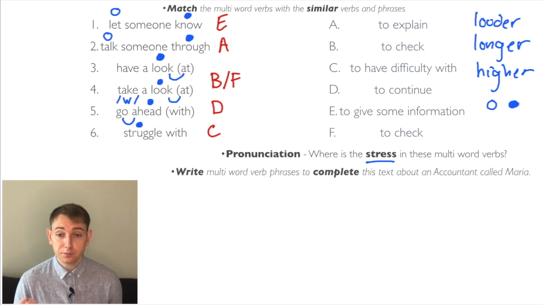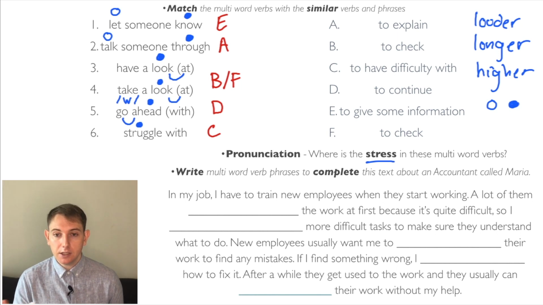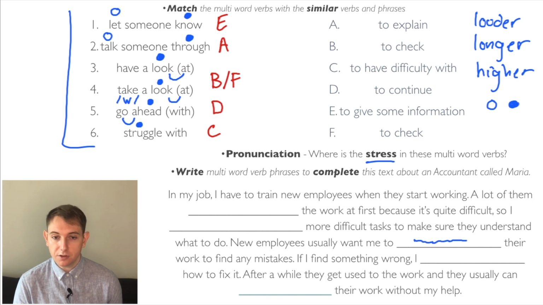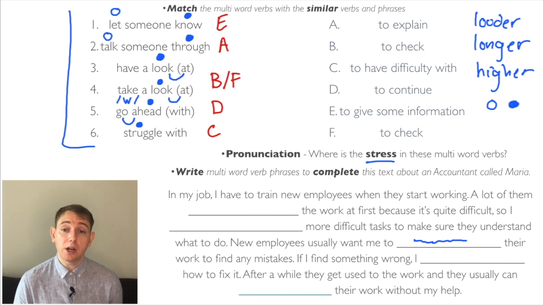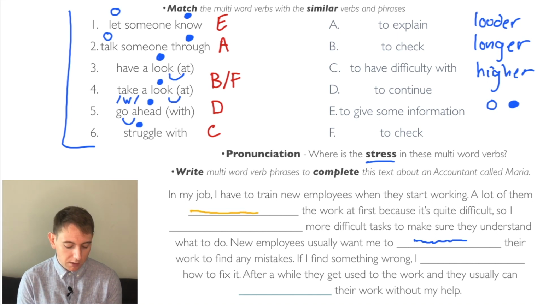So if you look on your worksheet, you're going to find there's a text here about an accountant called Maria. She is going to talk about her job a little bit, what she does in her company. Now I'd like you to look at this text from Maria and decide which of these multi-word verbs we can put in the blanks. So for example, let's look at the first sentence. It says, in my job I have to train new employees when they start working. A lot of them the work at first because it's quite difficult. What do you think we can put here?